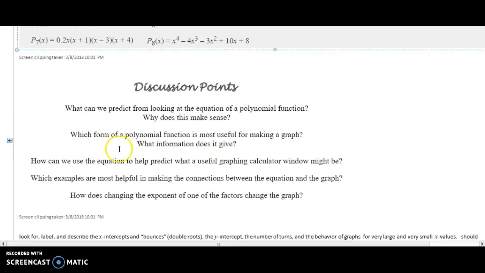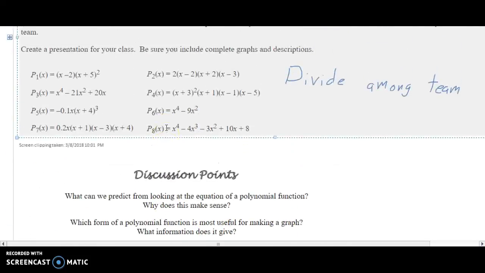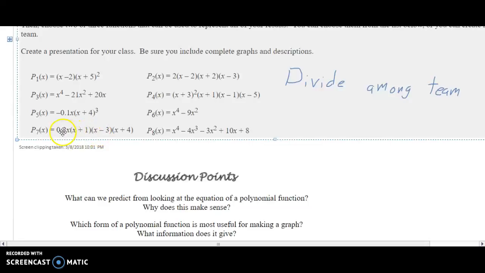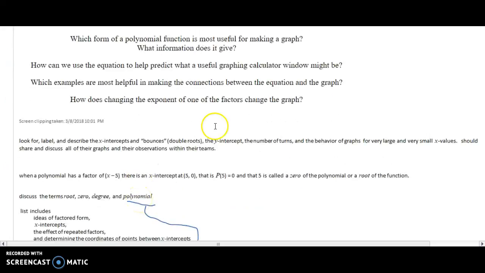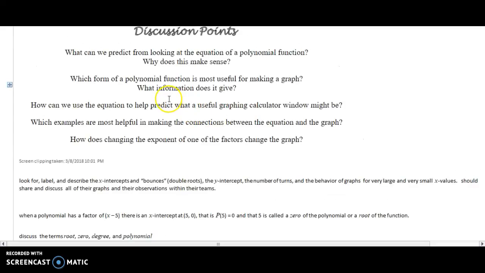So, some other discussions that you should be having amongst your team: which form of the polynomial function is most useful for making a graph, right? So is it easier to graph something in factored form or standard form, right? So which one is it? You tell me. And how can we use the equation to help predict what a useful graphing calculator window might be?